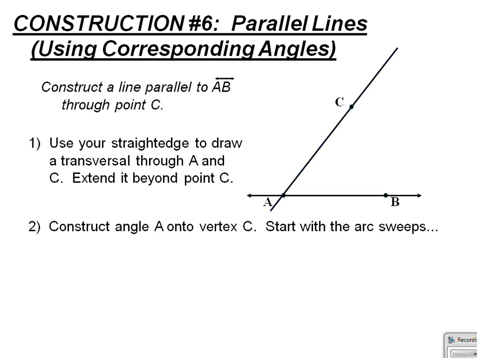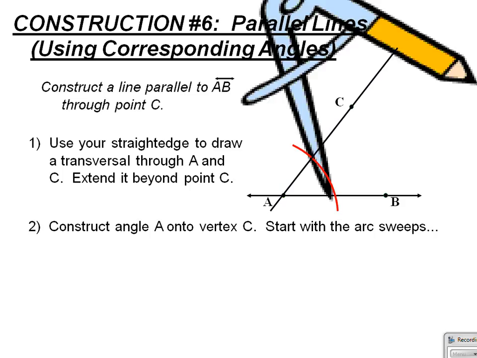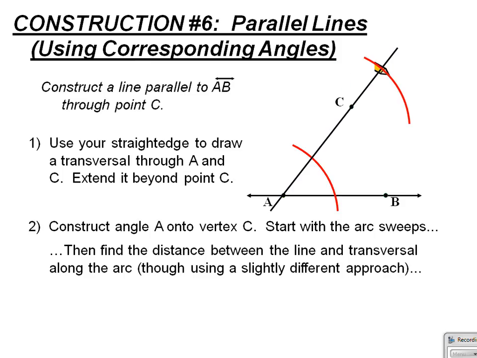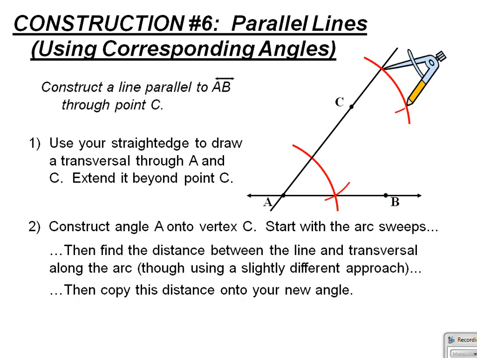Now, we're going to follow through with constructing an angle, currently angle A, and we're going to construct it onto point C. So we'll start with the arc sweeps across C and across what will soon be across A, and then what will soon be across our newly formed angle C. Then we need to find the distance across the arc. So pivoting our compass across our original arc, we'll find that distance, and then we're going to apply that distance by pivoting our compass on where the second arc meets the transversal and making the same arc sweep.